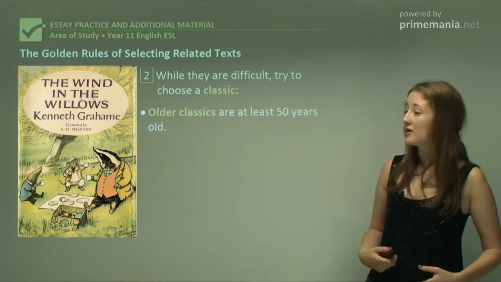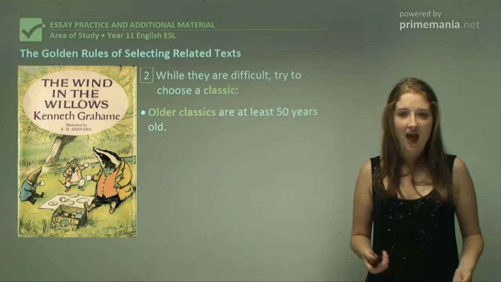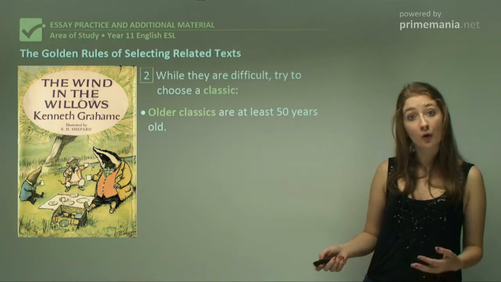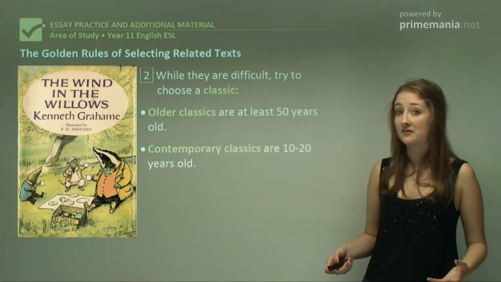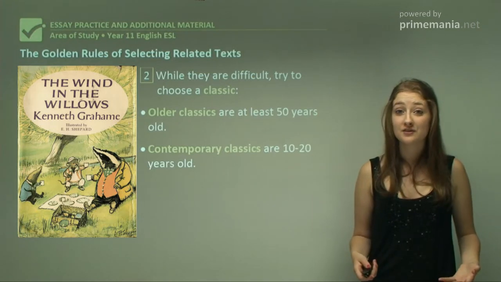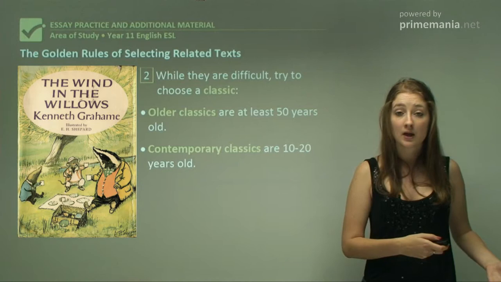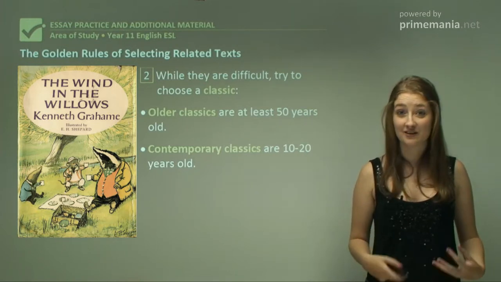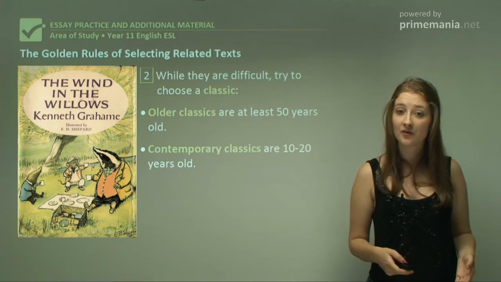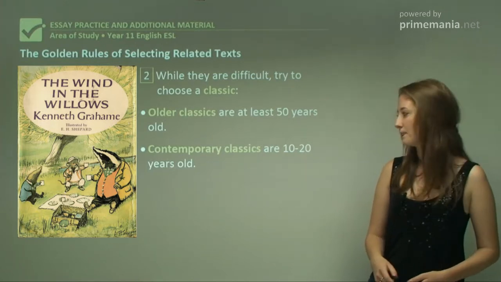Secondly, while they're a bit difficult, it's really a good idea to choose a classic, and that can either be an older classic which is about 50 years old or older, or a contemporary classic which is about 10 to 20 years old. So a really good example of this sort of classic which you can choose is Animal Farm by George Orwell, because it's not only a classic and a really respected novel, but it's one which is at an appropriate difficulty level that you will definitely be able to read and then write about.